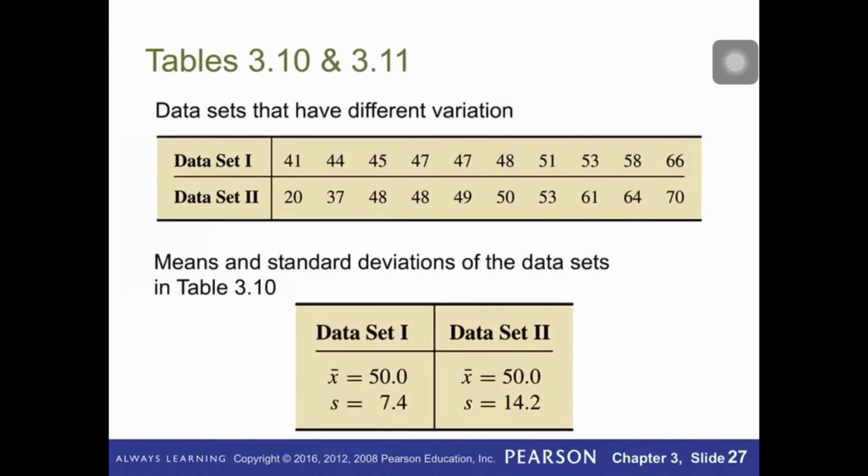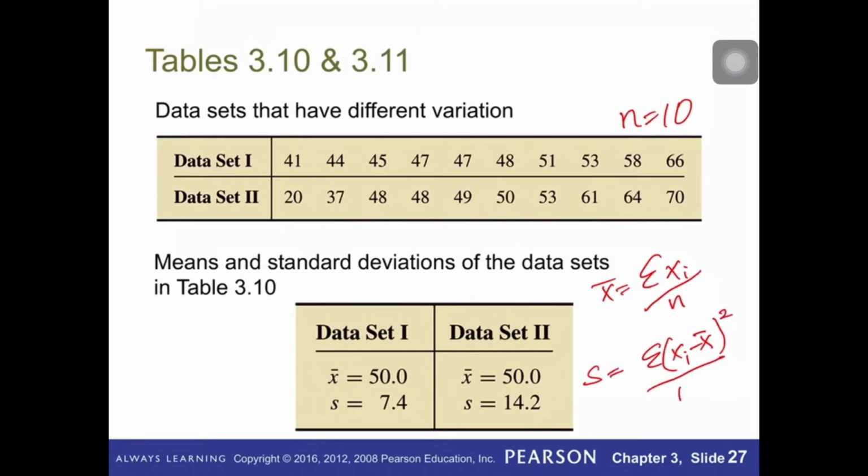Okay, let's check these two data sets. They have an equal number of observations, so n equals 10 here. For the mean and standard deviation of this data set, how do we calculate x bar? It is the summation of xi's divided by n. How do we calculate s? Square root of summation of xi minus x bar squared over n minus 1. By using these two, you can calculate these values. As you can see in these two data sets, they have equal mean, but they have different standard deviation values.